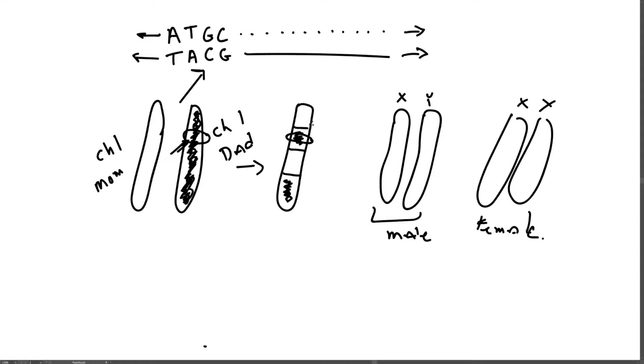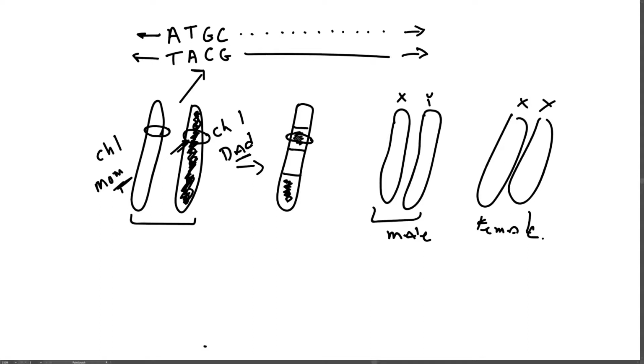But of course, we have 2 copies. This individual who has received this chromosome from mom and this chromosome from dad has 2 copies of the gene for that receptor molecule because they received 1 copy from their mom and 1 copy from their father.